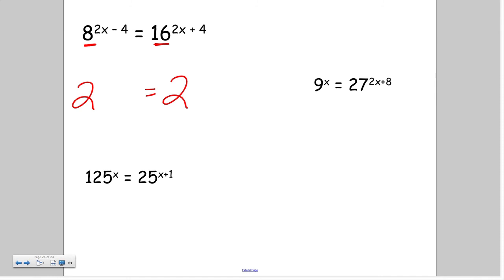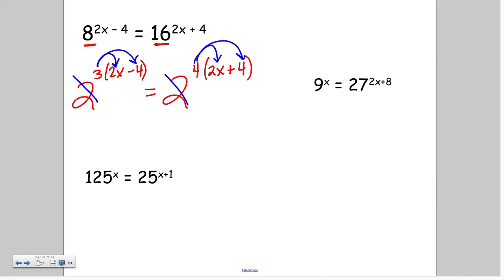Okay? To rewrite 8 as a base of 2, I write it as 2 to the third. Because I've already got stuff up there, I'm going to bring it down. I can rewrite 16 as a base of 2 to the fourth. Bring what's up there down. Now I can drop those bases. Because they're the same, I can drop them. And I'm going to go ahead and distribute out. And solve for x.